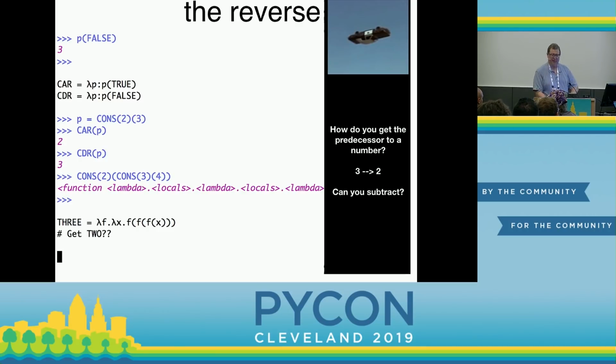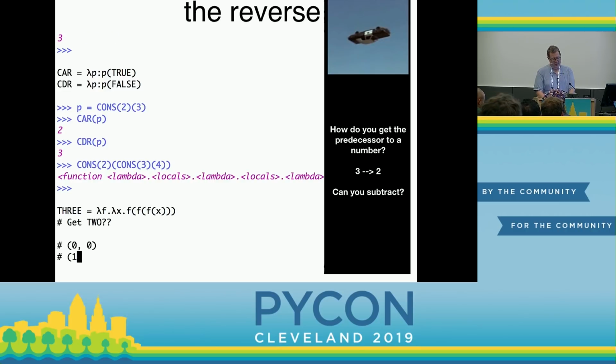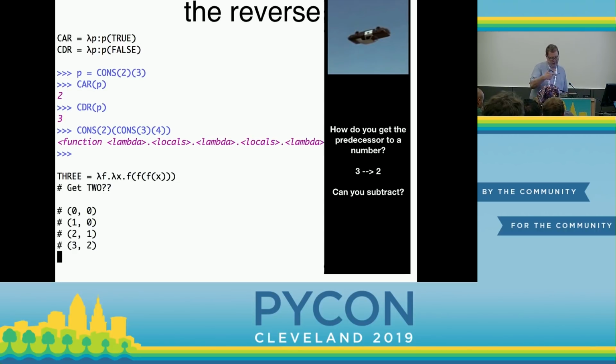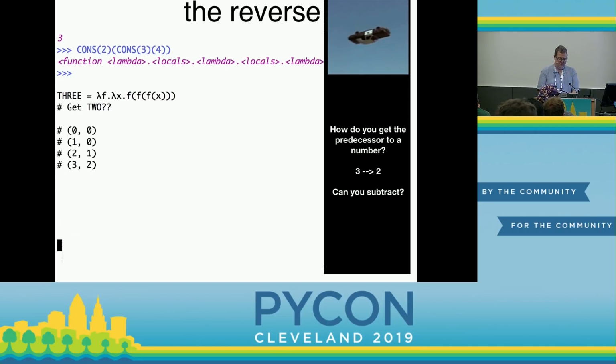Now, maybe not the successor function, but one approach for this, and this is a total hack, by the way, is you could start with 0, 0 as a pair, and then ratchet your way up to 3. As I go, I'm building pairs, where the first thing in the pair is the number, and the second thing in the pair is the previous number. Maybe I could use that to figure out how to get the predecessor number.